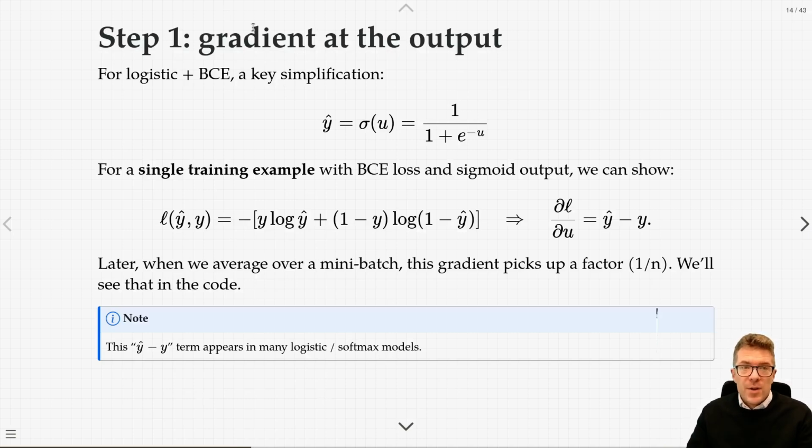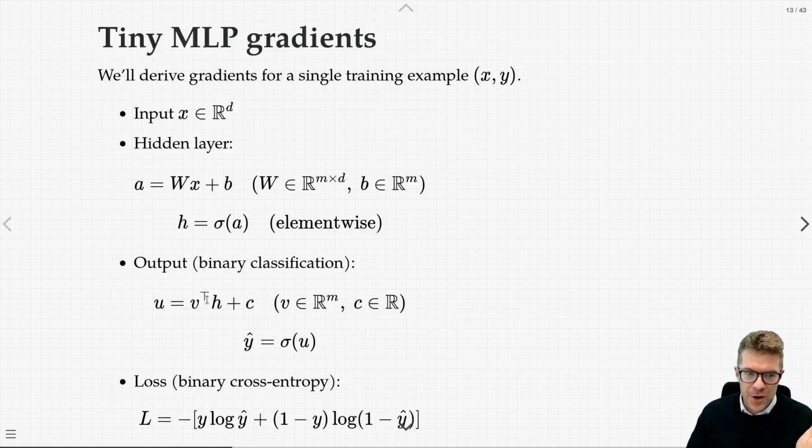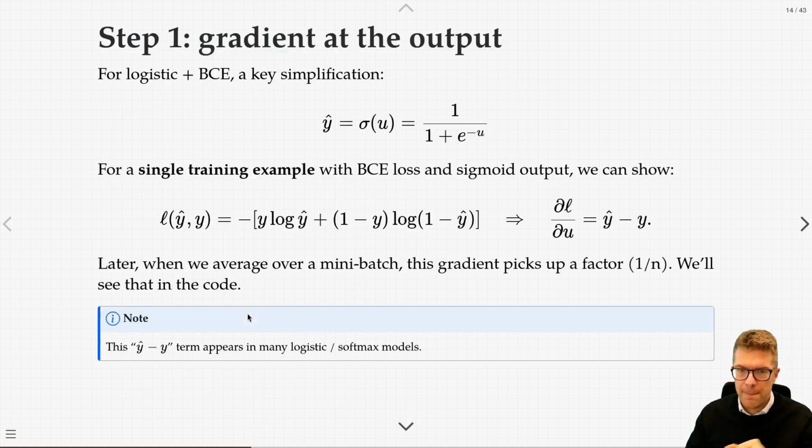So our step 1 is to compute the gradient at the output. For logistic output and the binary cross entropy loss, we have a key simplification. The prediction is just a sigmoid function of the intermediate prediction U. This is the sigmoid function, nothing new here. Technically, you can sometimes add extra parameters to the sigmoid function, but this is the default sigmoid function. We computed U a moment ago. This is just a linear combination of the hidden layer and some weights.